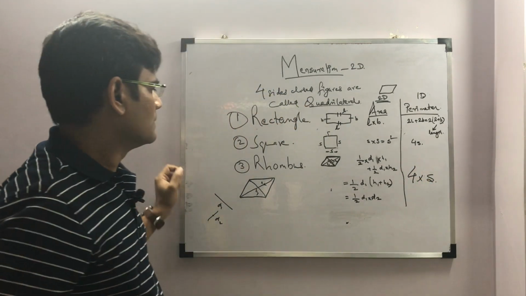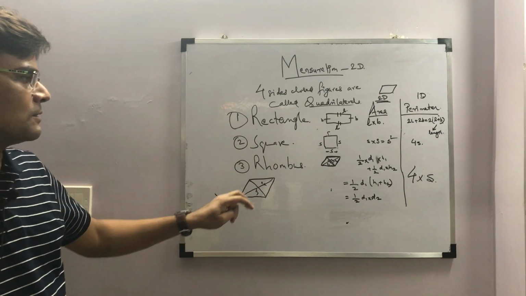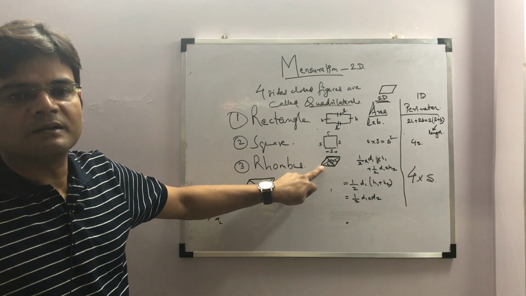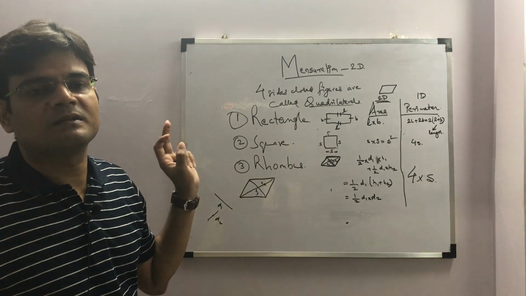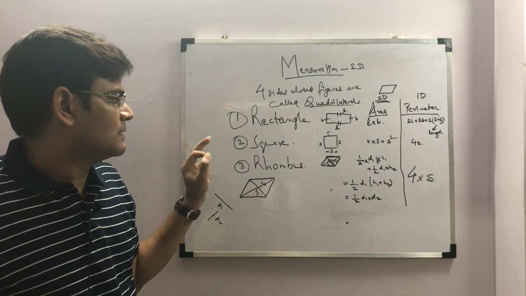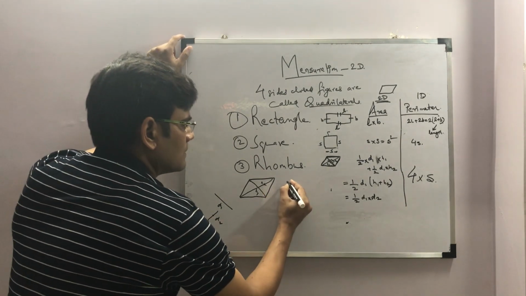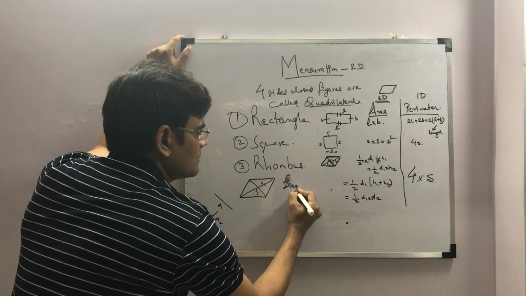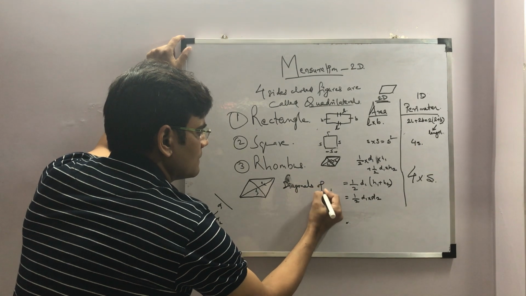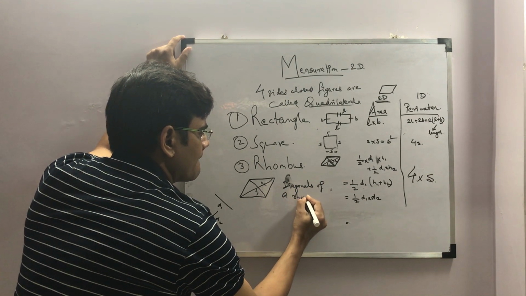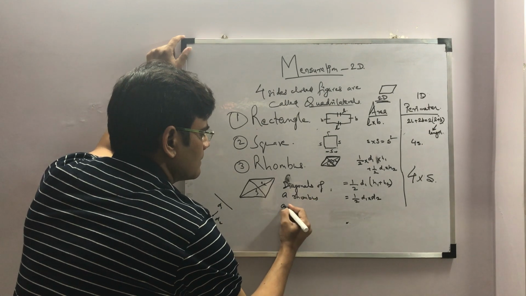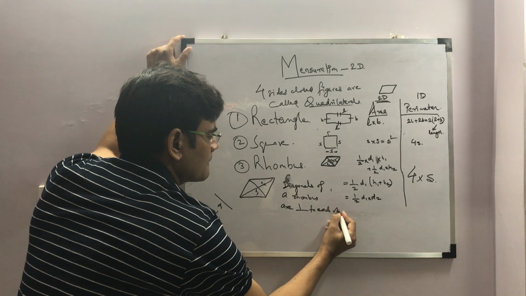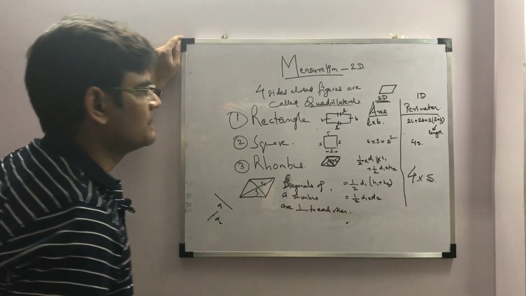What is a rhombus? Rhombus is not a special type of square. Rhombus is where the two adjacent sides do not make 90 degrees and all sides are equal. That's the definition of rhombus. And remember one thing, that diagonals of a rhombus are perpendicular to each other. I hope I made myself clear.